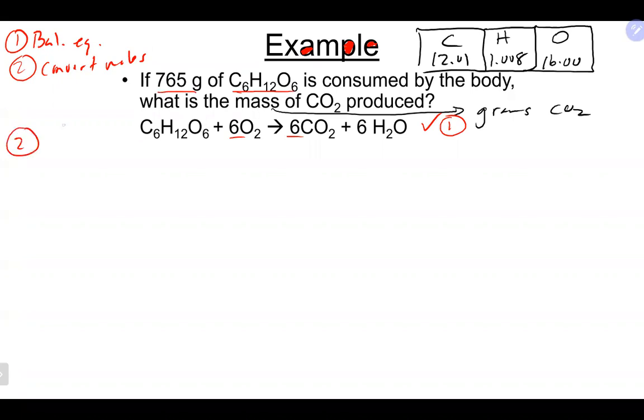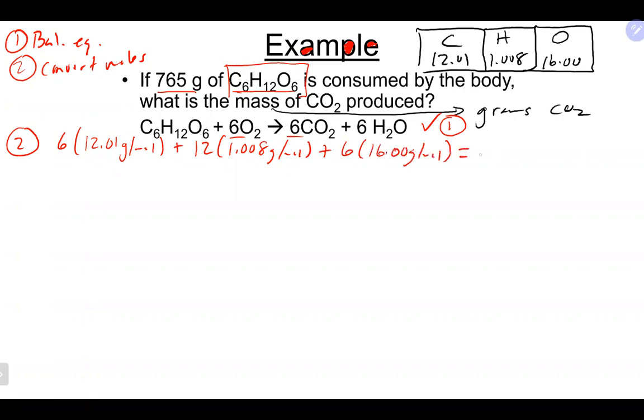We'll start with getting the molar mass of this guy. So to get the molar mass of this guy, we go to the periodic table and we just add up all the parts. So there are 6 carbons, each at 12.01 grams per mole. There are 12 hydrogens, each at 1.008 grams per mole from the periodic table. And there are 6 oxygens, each at 16 grams per mole, once again from the periodic table.